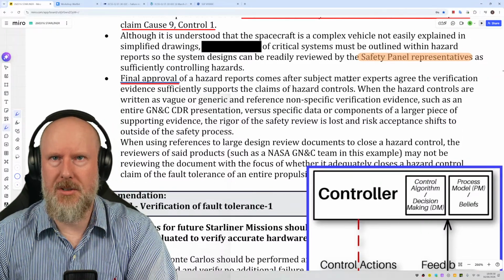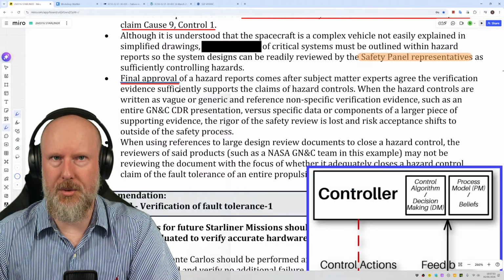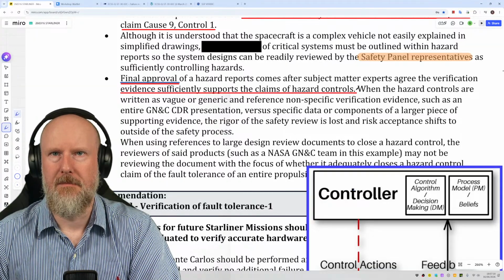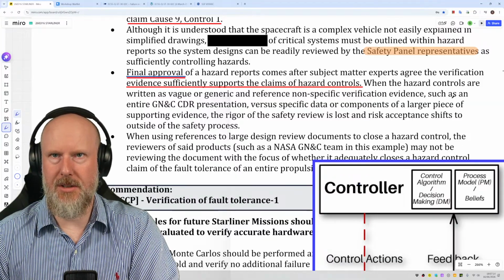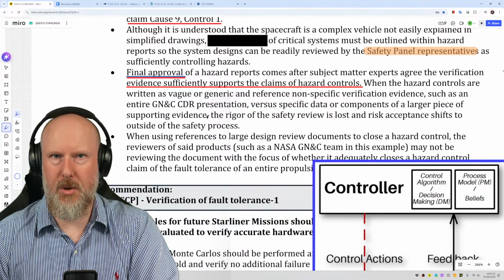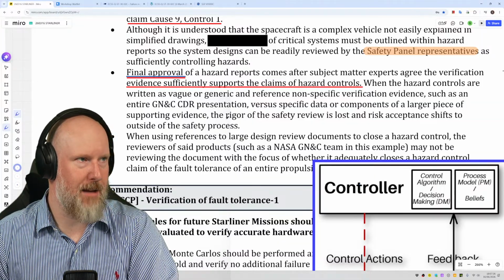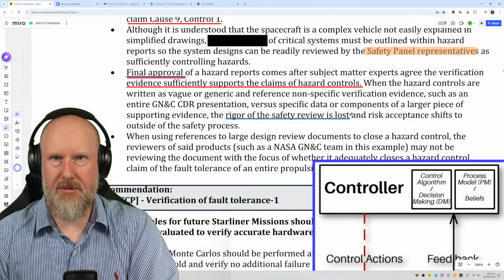Hazard reports comes after subject matter experts agree the verification evidence sufficiently supports the claims of hazard controls. Well, they shouldn't be agreeing that. It shouldn't be getting approved if that's the case, because that's not what happened. When the hazard controls are written as vague or generic and reference non-specific verification evidence, such as an entire guidance, navigation, and control CDR presentation versus specific data or components of a large piece of supporting evidence, the rigor of the safety review is lost. Yes, I agree with that absolutely wholeheartedly. I've had that experience myself, and it is incredibly frustrating.